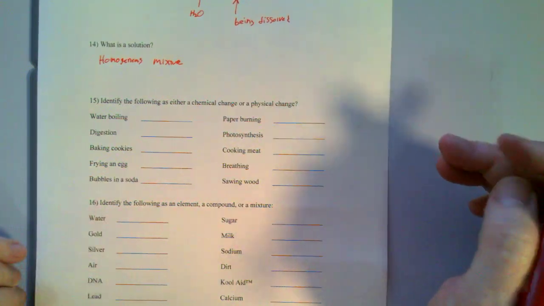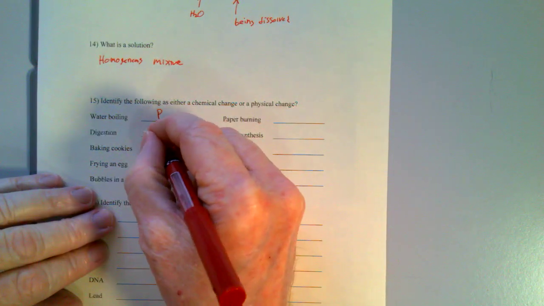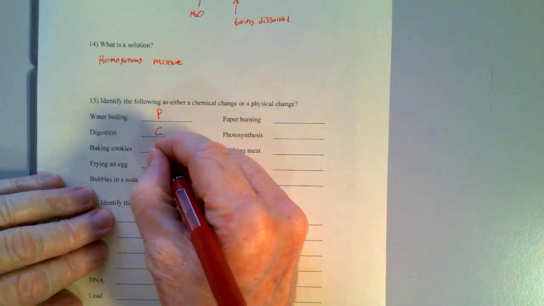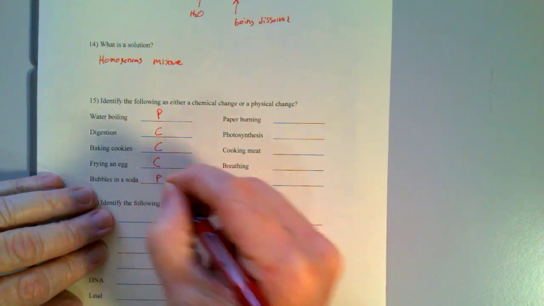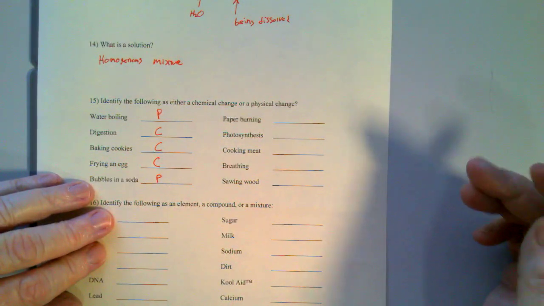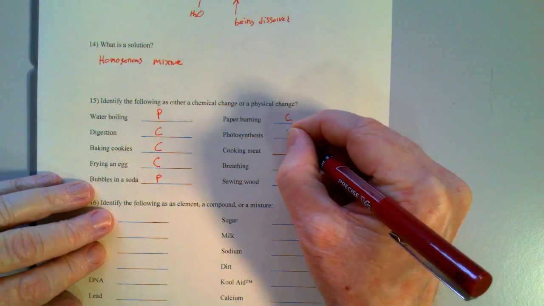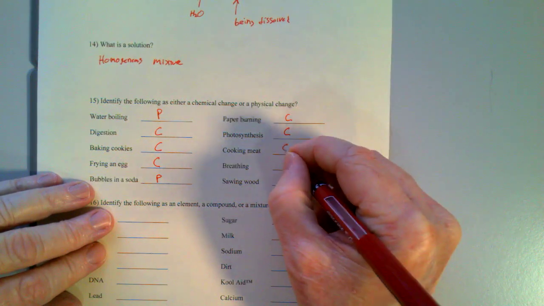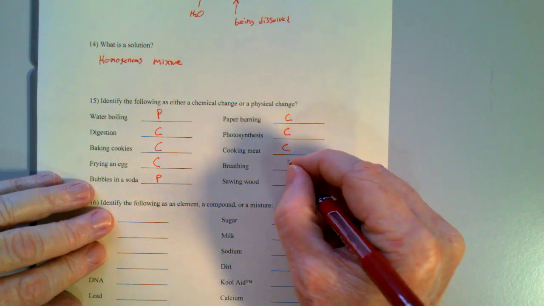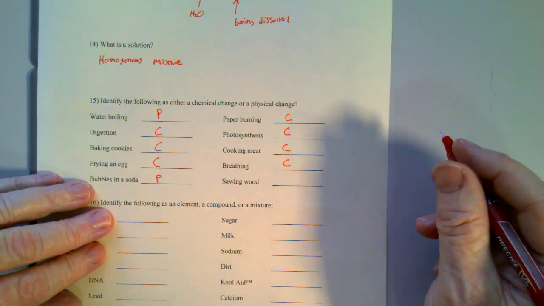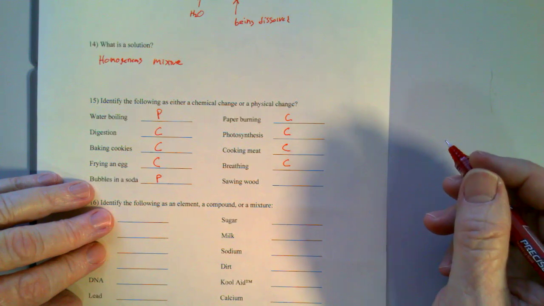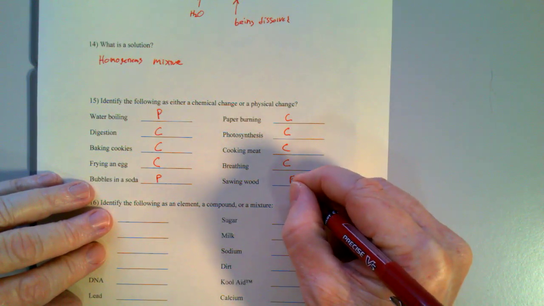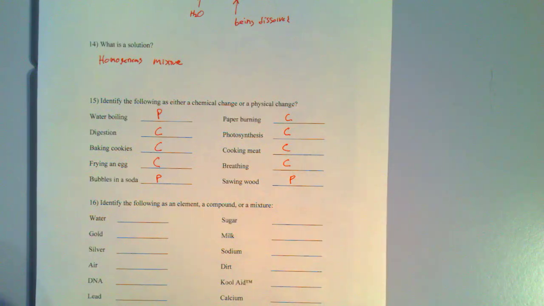So, can we distinguish between chemical change and physical change? Water boiling, that's physical. Digestion, chemical, makes new stuff. Baking cookies is chemical. Frying eggs is chemical. Bubbling in a soda is physical. Neither water boiling or bubbles in a soda make new stuff. Paper burning is chemical. Photosynthesis is chemical. Cooking meat is chemical. Breathing I would call chemical because you do actually change the chemical structure of things like hemoglobin. And sawing wood is physical. All right.